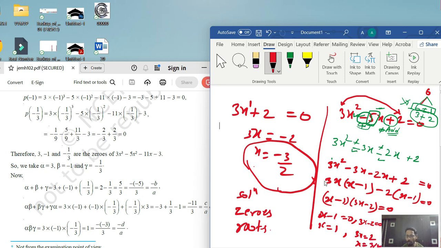Got it? So what I mean to say, if the highest power is 2 here, you will get the number of solutions also 2. Okay, the first solution is 1 and the second is 3 by 2. Got it? So the first is called alpha, the second is called beta. Basically what I mean to say is, the highest power decides the number of solutions you will get.